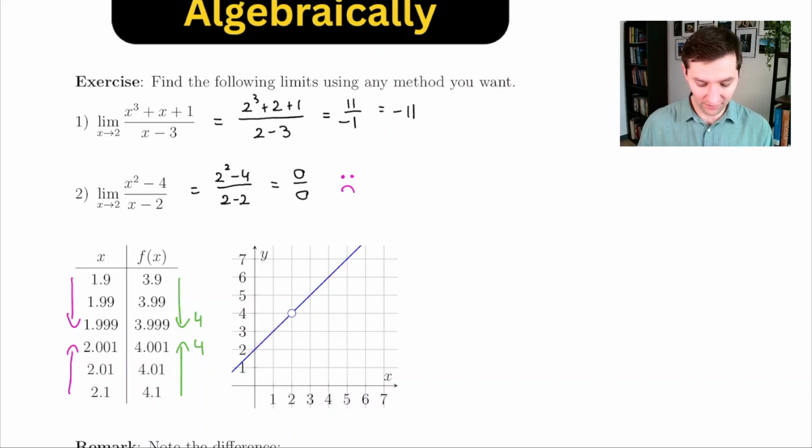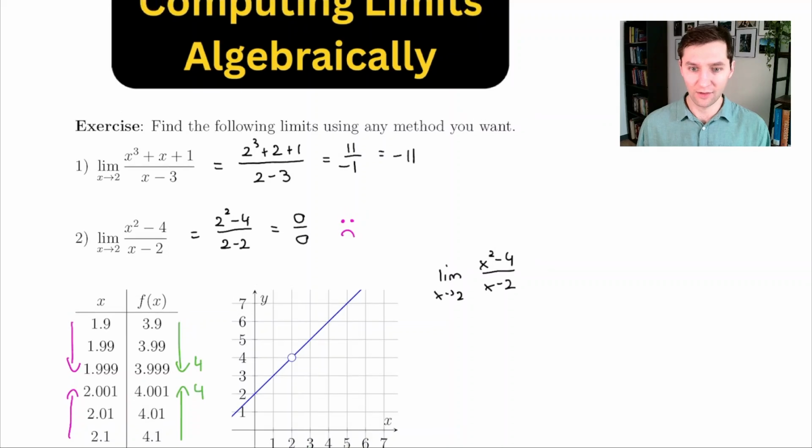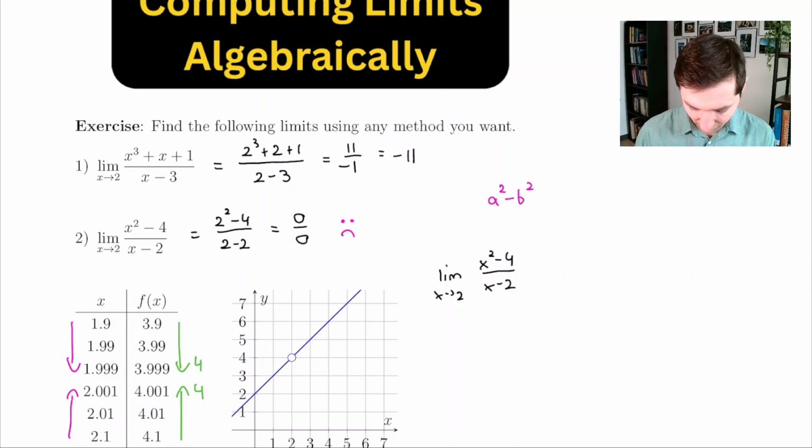Can we confirm that algebraically? Let me rewrite this limit on the right side, so I get the limit as x goes to 2 of x squared minus 4 divided by x minus 2. I am going to use a famous formula to factor the numerator. I believe that a famous formula that people know is a squared minus b squared. You can rewrite that as a minus b, a plus b.